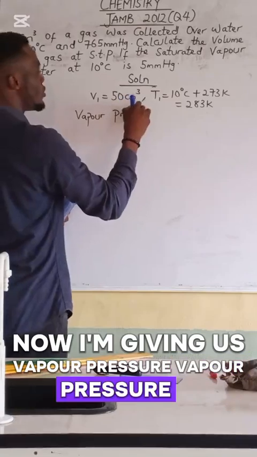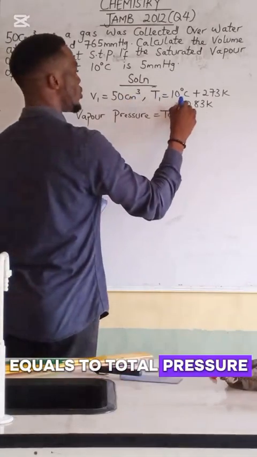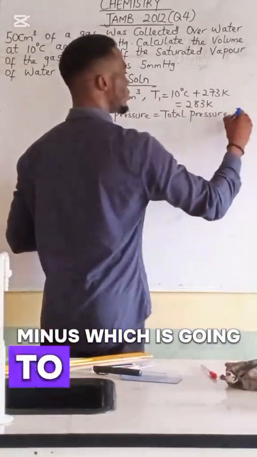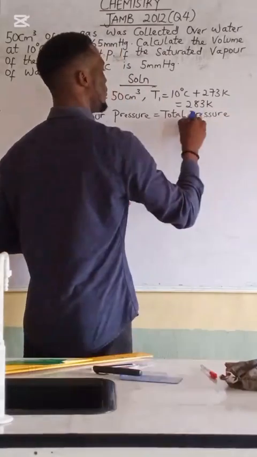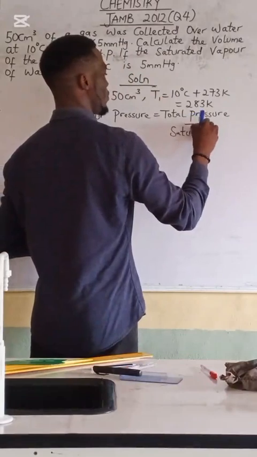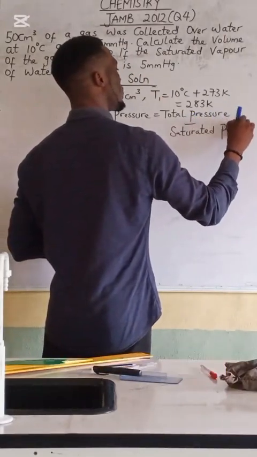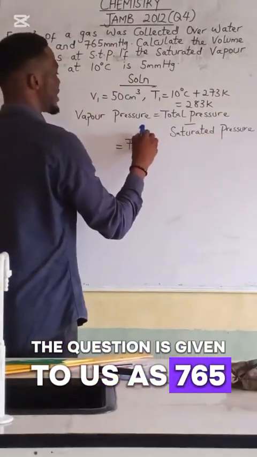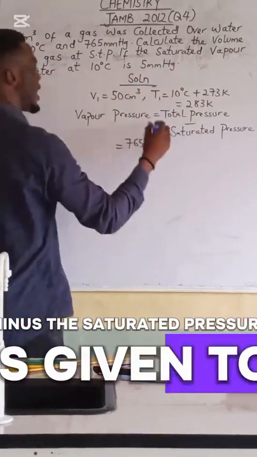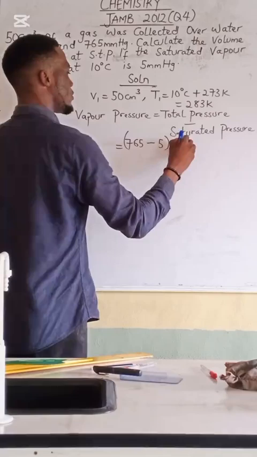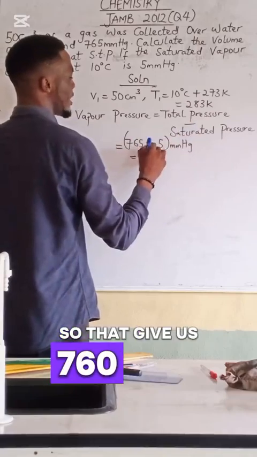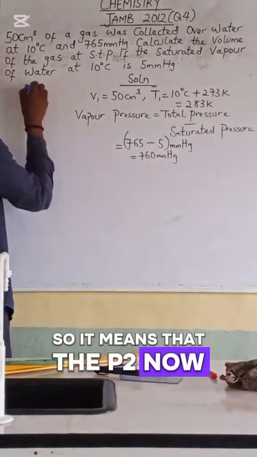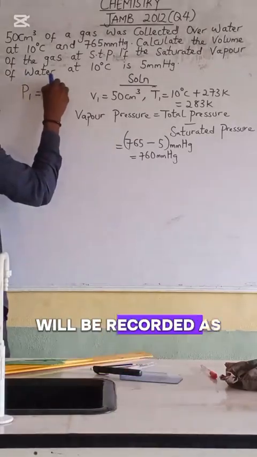Vapor pressure is equal to total pressure minus the saturated pressure. The total pressure given in the question is 765, minus the saturated pressure, which is 5. That gives us 760 mmHg. So P1 will be recorded as 760 mmHg.